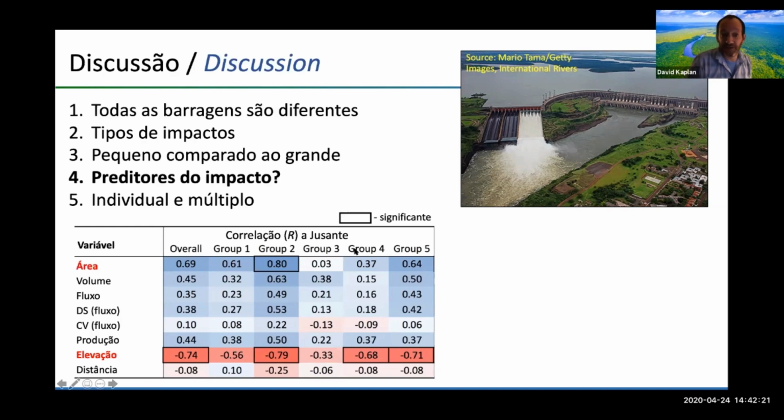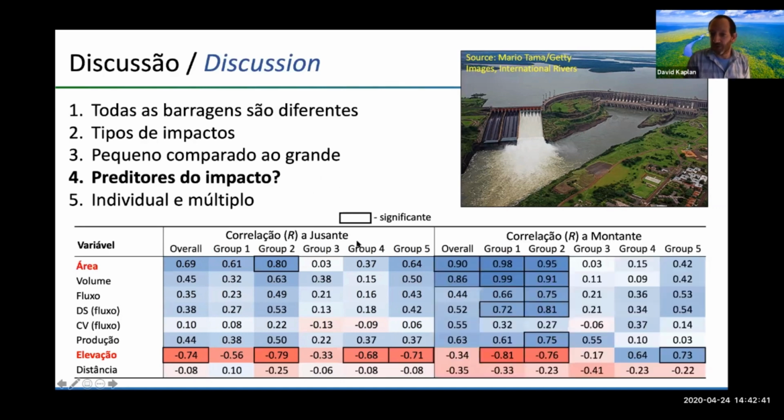So if we're looking downstream, we can use elevation as a very strong predictor of overall hydrologic alteration. To put it bluntly, lowland dams with large reservoirs should be avoided. And I think we know that for a lot of other reasons, both social and ecological, but here it comes out very strongly from hydrologic alteration. When we look upstream, we also see elevation, and even more so the area of the reservoir, as a very strong and significant predictor.